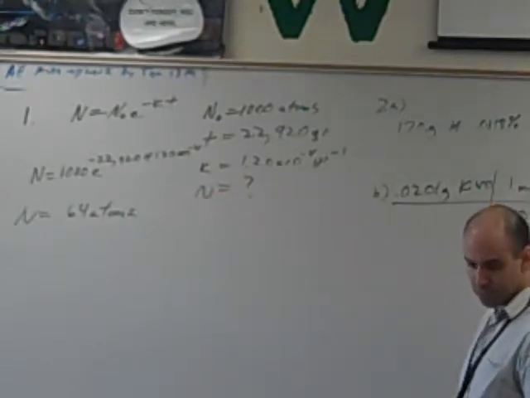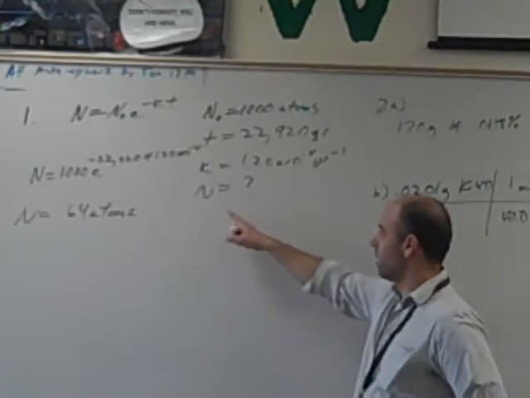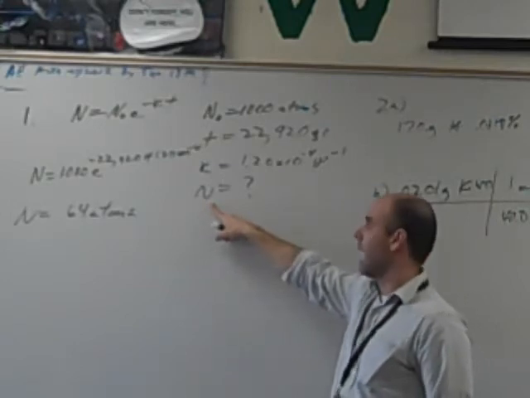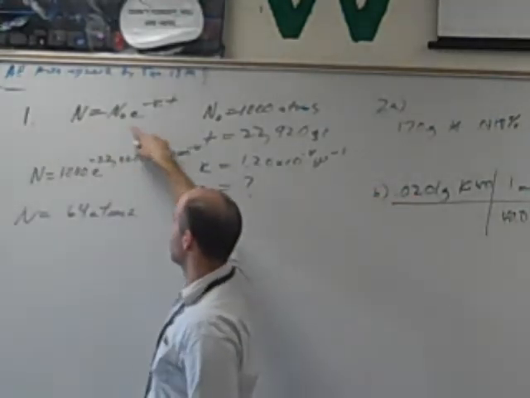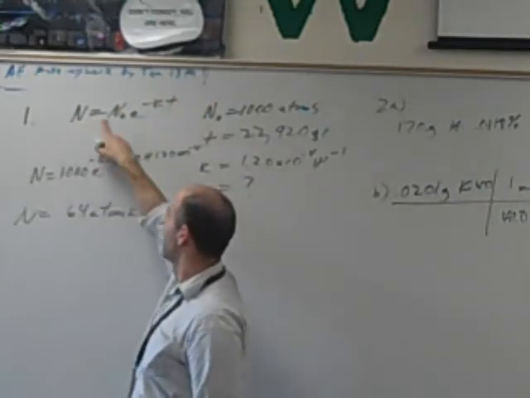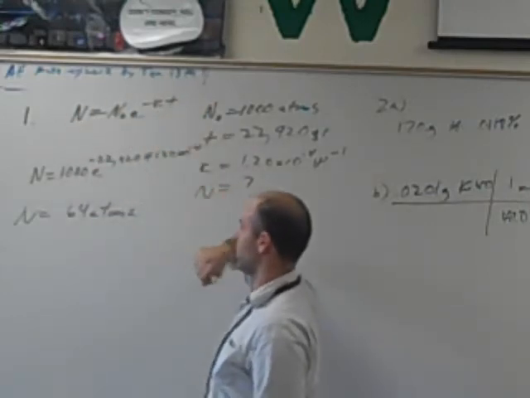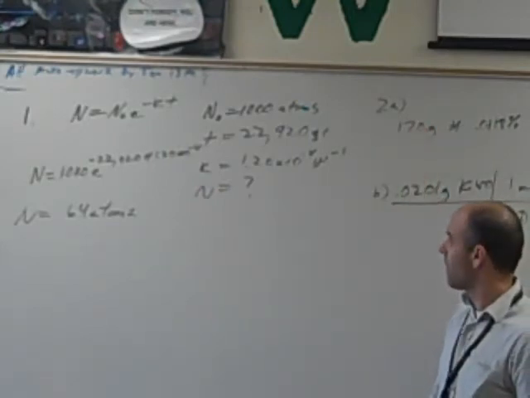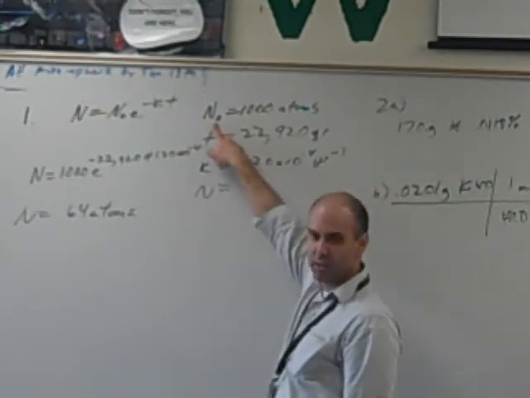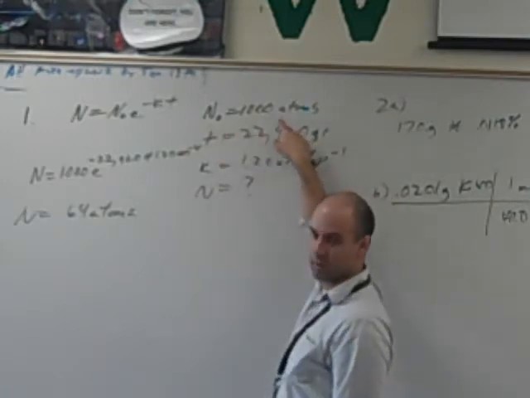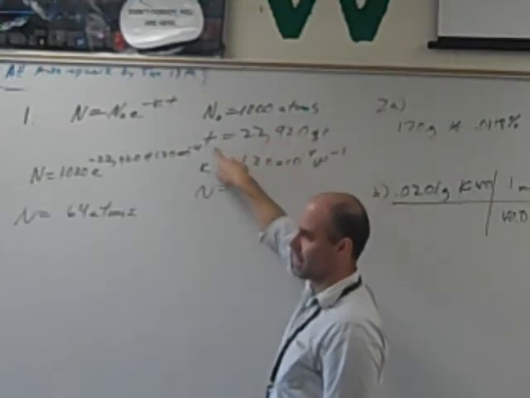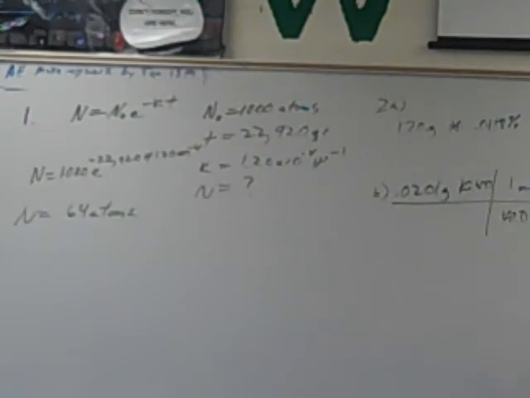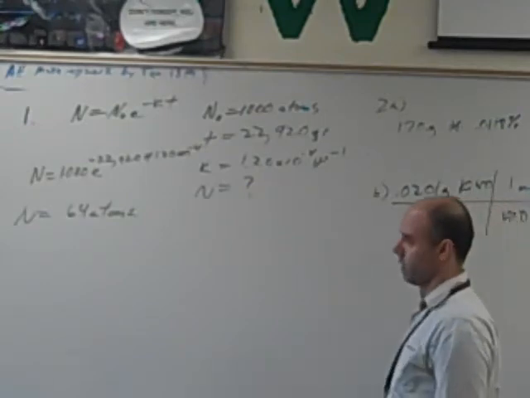Okay, so the problem is asking us to find the number of atoms that will be left. If we're asked to find atoms, this is the equation we're going to use: N equals N sub 0 e to the negative kt. Write down everything that you know. So how many radioactive atoms did we start with? 1,000. What is the time? So how much time is going to elapse? They said 22,920 years.